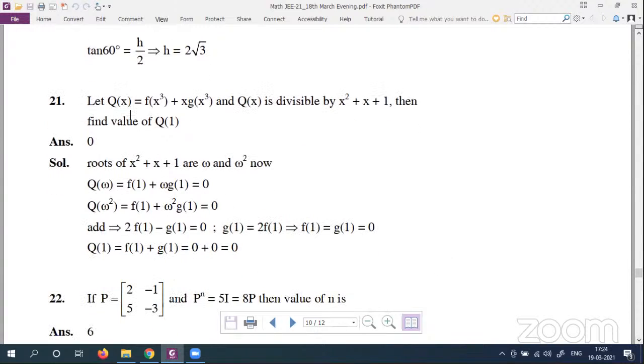Next, the function q of x is given, and it is given that q of x is divisible by this. Then we need to find q of 1. So roots of q of x will be omega and omega square. So q of omega and q of omega square will become 0. Adding these two equations, we get a relation in terms of f of 1 and g of 1. So from there we get g of 1 is 2 times f of 1.